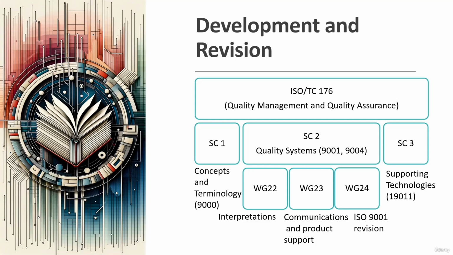Out of that, subcommittee 2 is for quality system, which covers 9001 and 9004, and there are working groups under that. So I don't think you need to go into these details, but you just need to have a quick understanding that there are committees, subcommittees, and working groups. They work on revising this standard. So currently, right now in 2024, the revision of the standard is already in progress. So very soon, maybe in a year or two, we should be getting the next revision of the ISO 9001 standard.